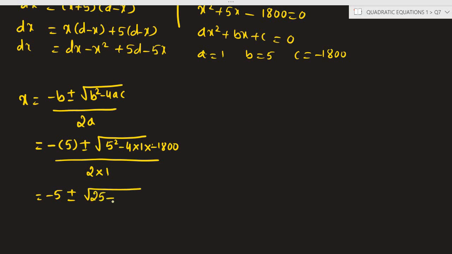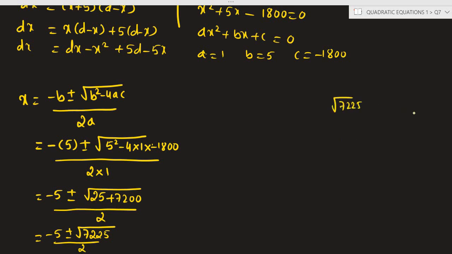18 4s are 72, that is 7200 whole divided by 2. This is minus 5 plus or minus root 7225 divided by 2. See how to find the root of 7225. By prime factorization I can find this. 7225, how will you divide this? You divide it by 5.